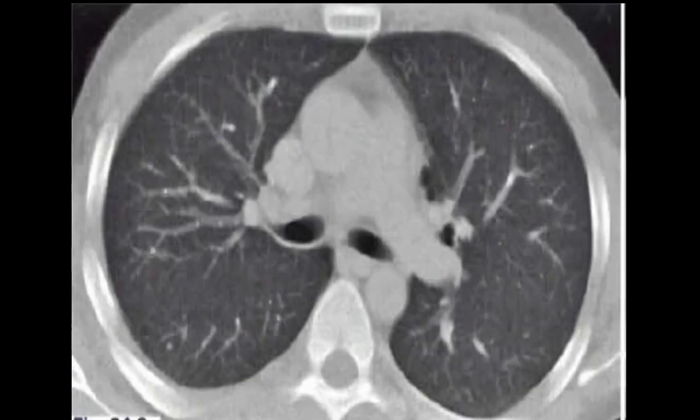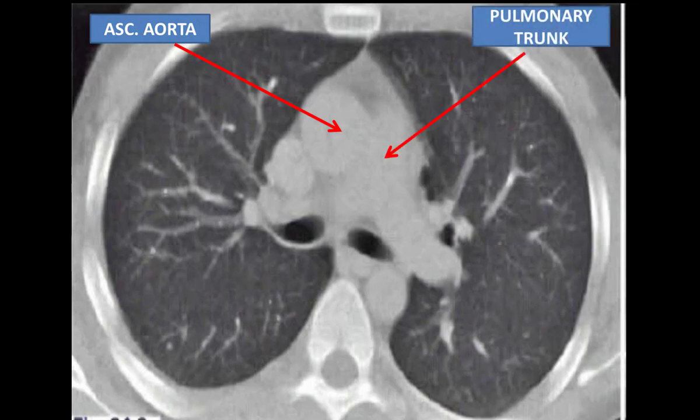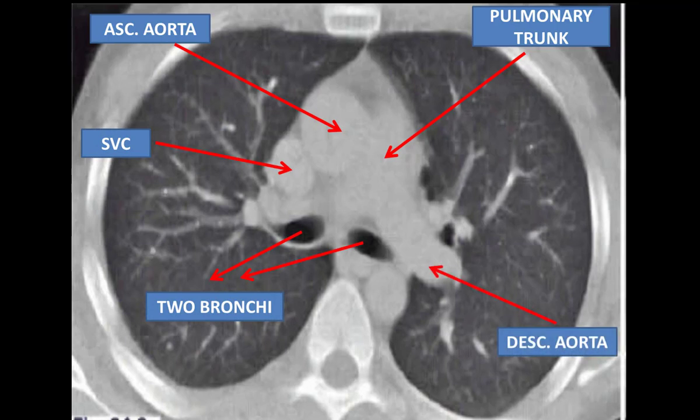Obviously the vertebra. This is the lung window, where you can see this is the ascending aorta, this is the pulmonary trunk, same, superior vena cava, two bronchi and the descending aorta. So this is how a lung window looks like, where you see bronchovascular markings and the substance of the lung.